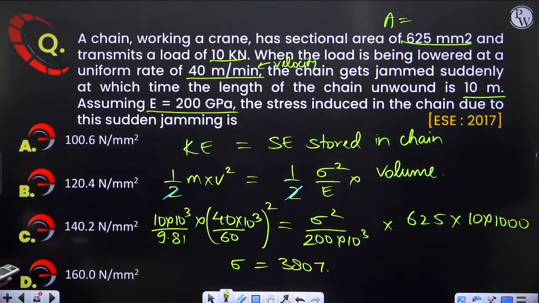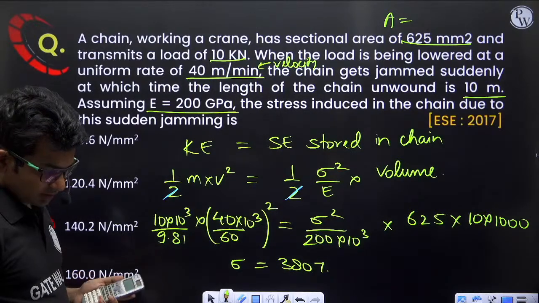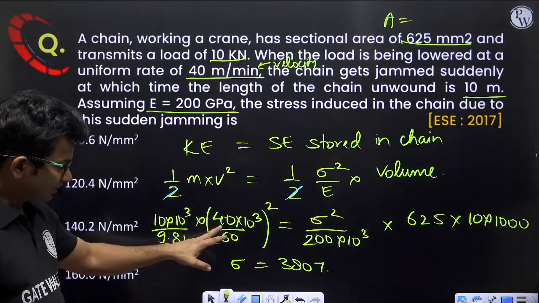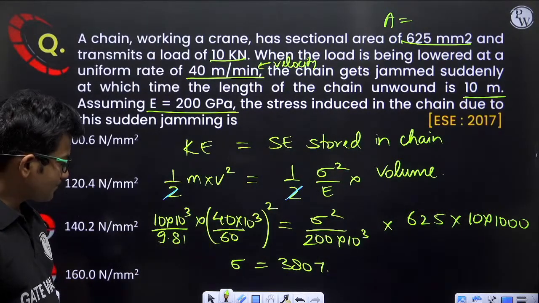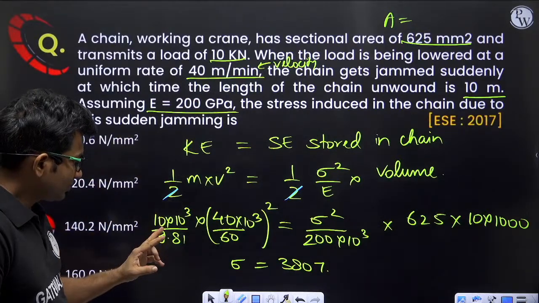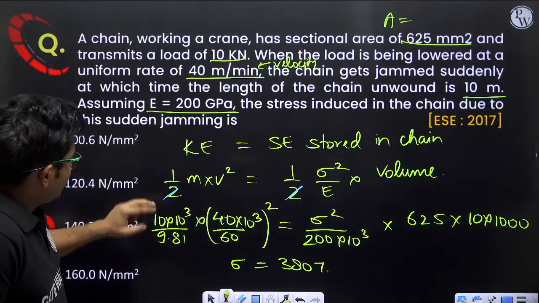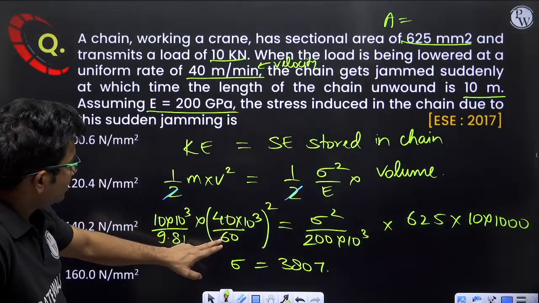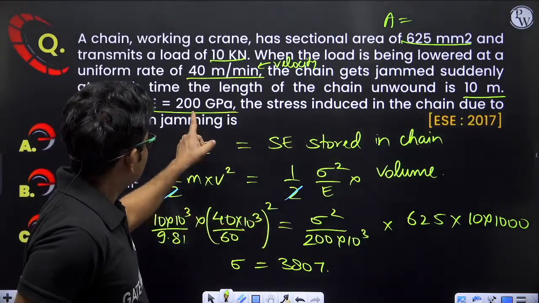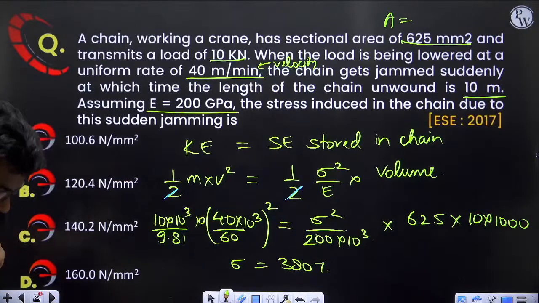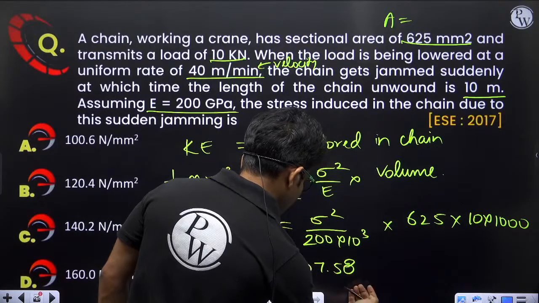Okay, so 625 into 10 into 10 to the power 3. Young's modulus is 200 gigapascal, converting to megapascal, Newton per mm square. Here, 10 kilonewton converted into Newton divided by 9.81. 40 into 10 to the power 3 meter per second square. Sigma, E is 200 gigapascal, 625 mm square, 10 meter converted into mm. Okay, all things are converted. Then 3807.58 I am getting. Why am I getting this?